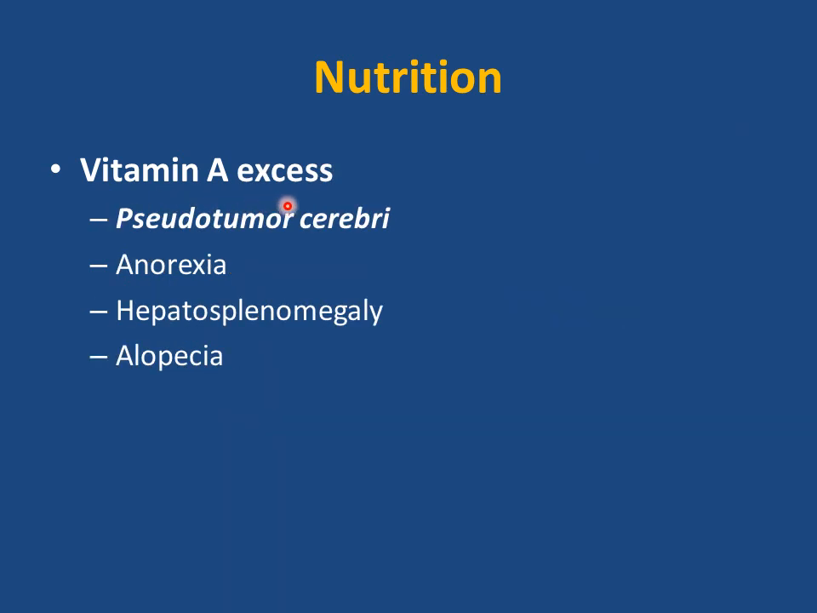Excessive intake of vitamin A is also associated with complications. If you have a patient presenting to you with headache, diplopia, papilledema, and you decide to do a CT scan, the CT scan comes back normal, then you go for LP and the opening pressure is very high, the diagnosis is pseudotumor cerebri. So you have to ask the patient about medication intake. If the patient is taking vitamin A, this is your diagnosis. Excessive vitamin A intake can cause pseudotumor cerebri, or the other name, idiopathic intracranial hypertension, also associated with anorexia, large liver and spleen, and hair loss or alopecia.